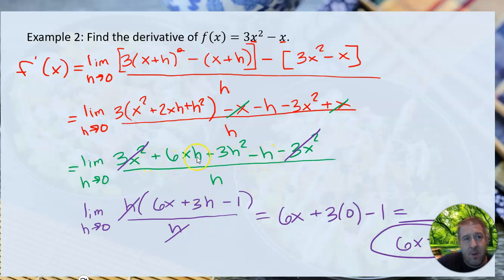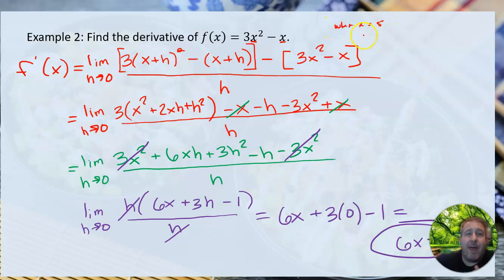What you're left with, you just factor out the h, cross it out. And then once you're done that, you don't need to write limit notation anymore. Plug 0 in for h and solve. Looks like we get 6 times x minus 1, which equals 6x minus 1. So yeah, we don't have a value of x. It never said find it when x equals 5 or something like that.